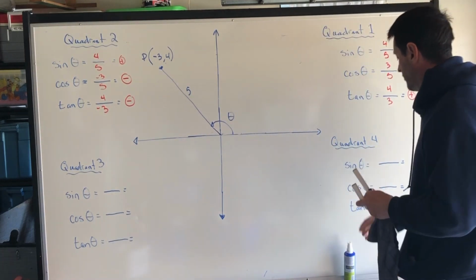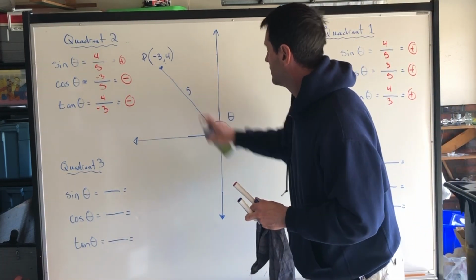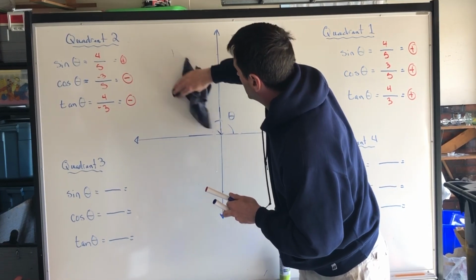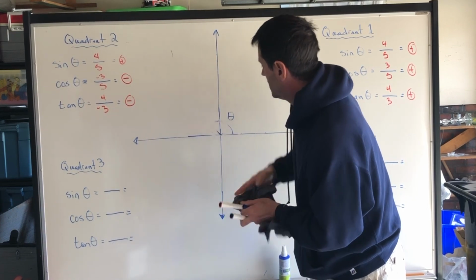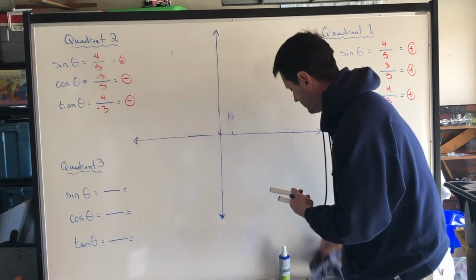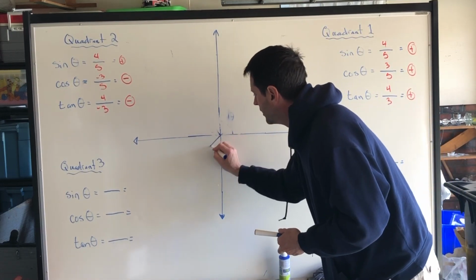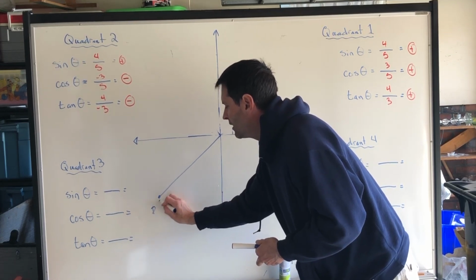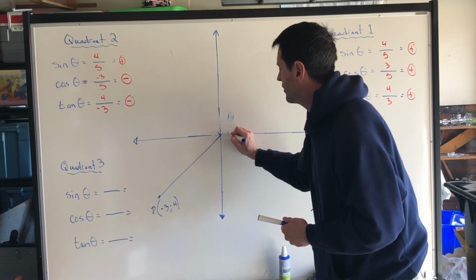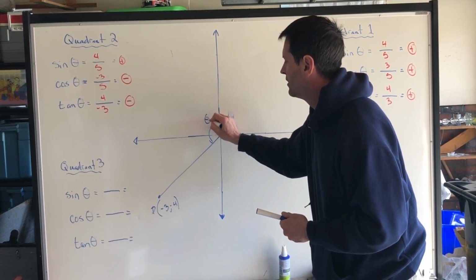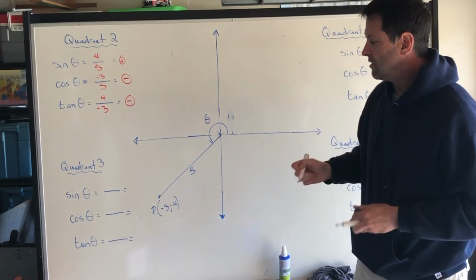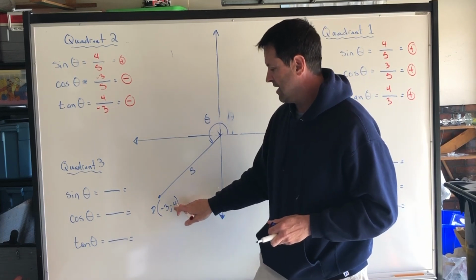Now, what if the terminal arm is in quadrant 3? Let's just take a look at that. Let me erase this. It's like we were going to reflect this terminal arm down through the x-axis. We'll put it down here. Point P, that would be at negative 3 and negative 4. We're trying to find that angle in standard position. The value of R is always positive. Once again, that's 5. So the sine value, that's negative 4 over 5.